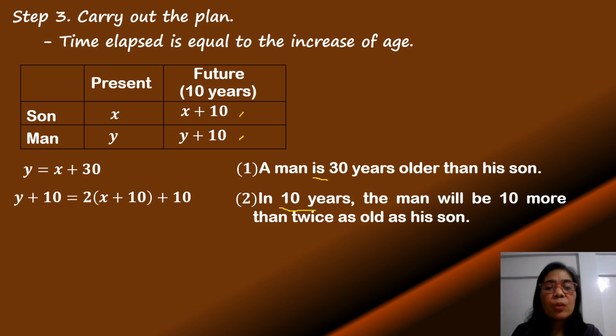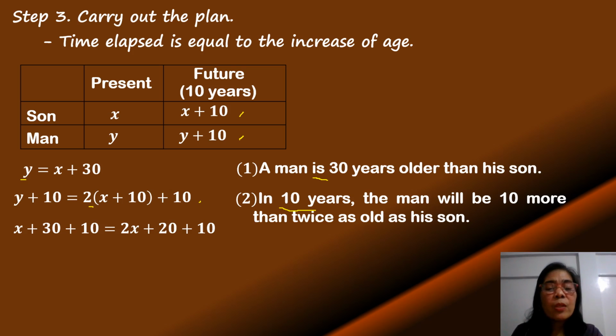So we are now ready to simplify this equation. We substitute the value of y, which is x plus 30. So we have x plus 30 plus 10 is equal to... Then at the right side, we use distributive property. So we have 2x plus 20, then plus 10.